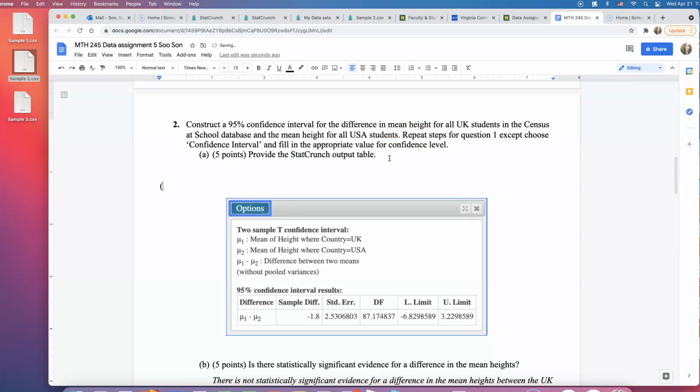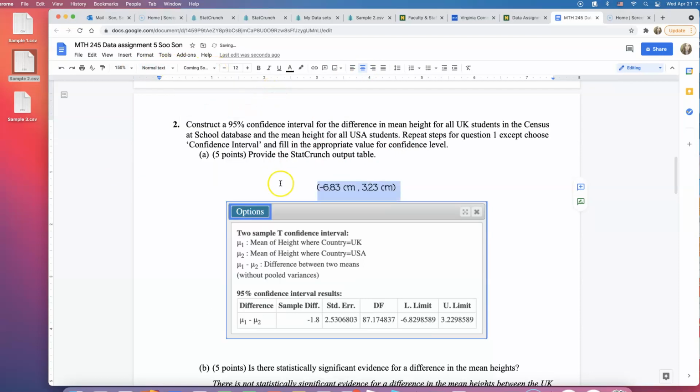Okay, but in mine, I guess it's nice to go ahead and write the confidence interval using the parenthesis. I'll do parenthesis negative 6.83 centimeters to 3.23 centimeters. That is my confidence interval. I'll just go ahead and include it even though the table does have it listed.